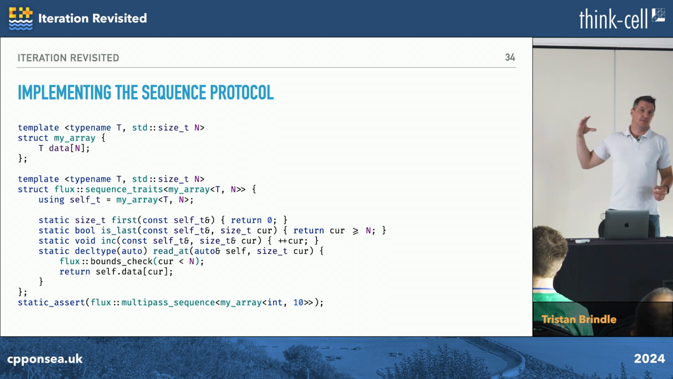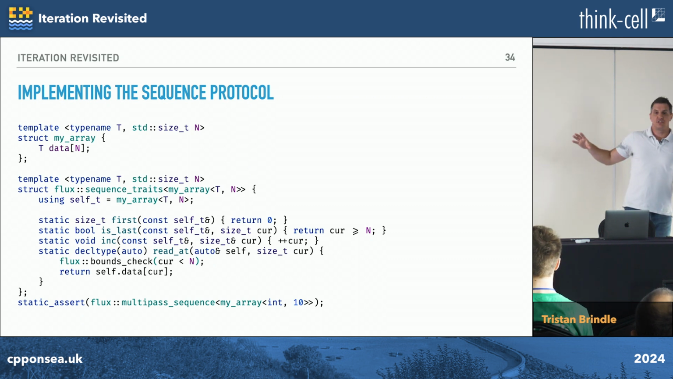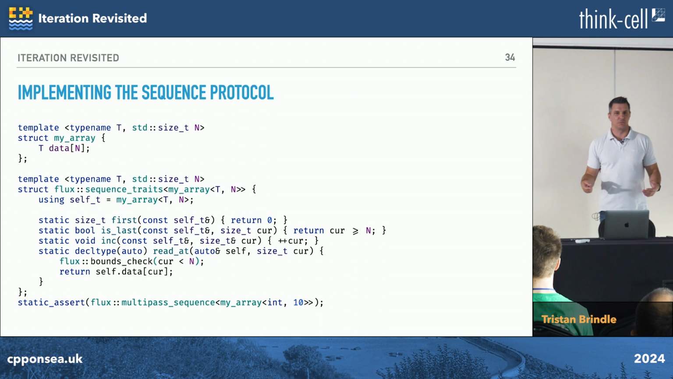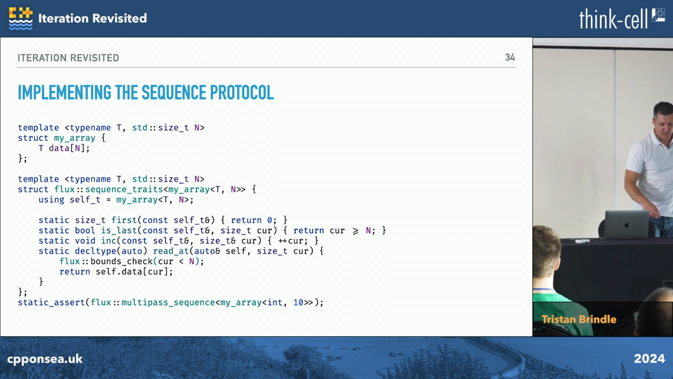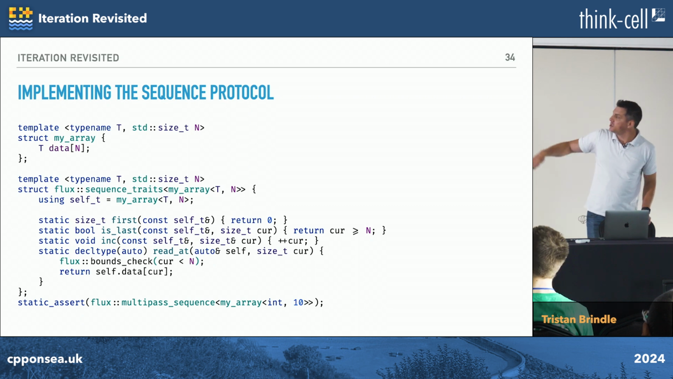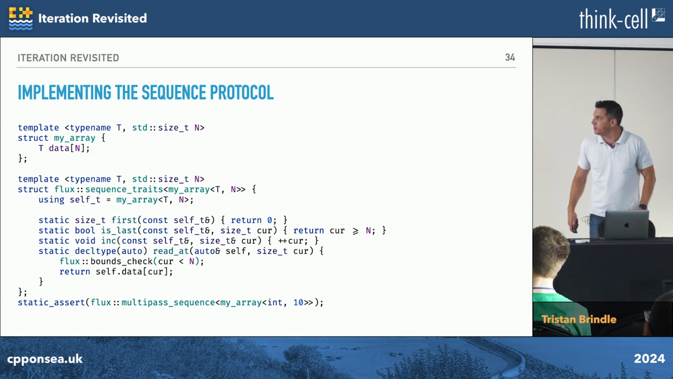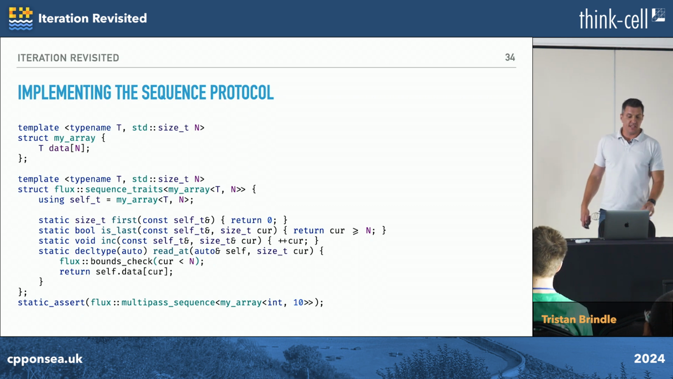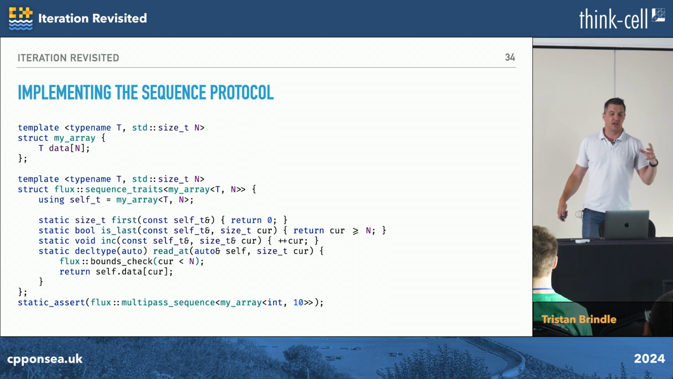As it turns out, for Flux sequences, we just use an integer type. In fact, we use a signed integer type, and we use some checked integer operations because certain things optimize better if you do that. But also, I just like signed types better. But yes, that would be a perfectly valid thing to do. So this is one way in which you might implement the sequence protocol.